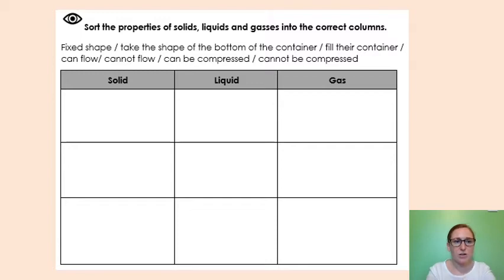Great job. So a fixed shape would be a solid. Take the shape of the bottom of the container would be a liquid, whereas a gas would fill their container. The ones that can flow, a liquid can flow. A solid and a gas cannot flow. A gas will expand and take up as much space as it can, and a solid cannot flow.